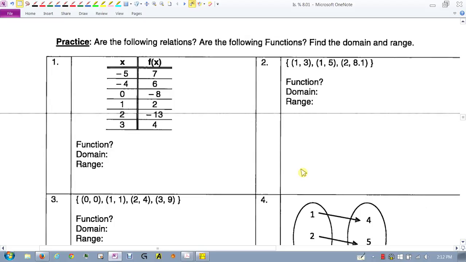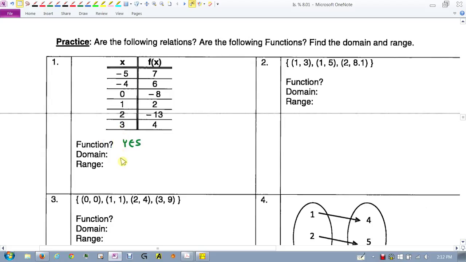All right, some more practice. Are the following relations, are the following functions, find the domain and range. Is this one a function? Yes. X does not appear twice, right? No x value appears twice over here.